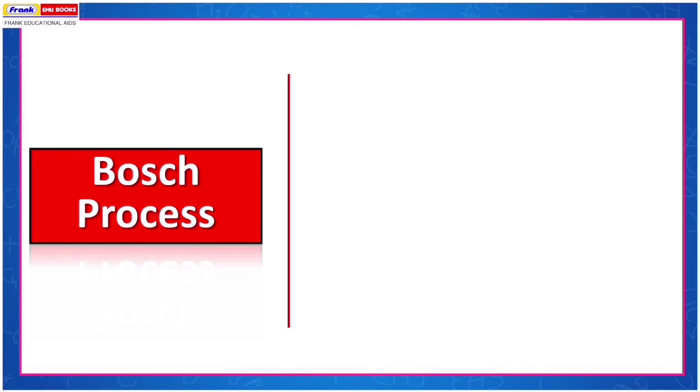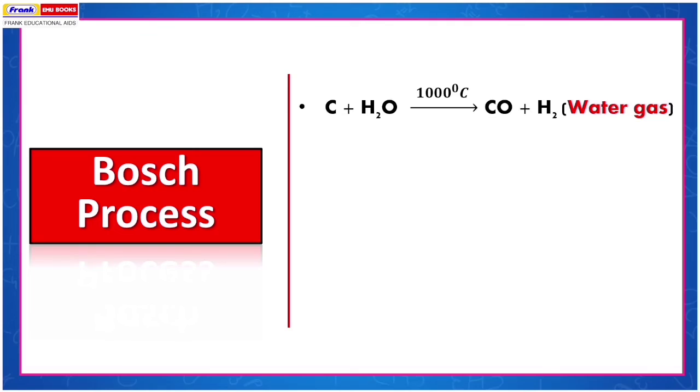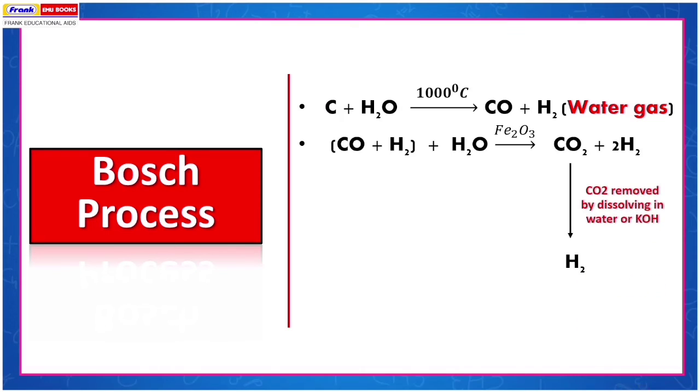The whole reaction of the Bosch process is as follows. C plus H2O at 1000 degrees Celsius gives CO plus H2, water gas. This water gas combines with water in the presence of catalyst Fe2O3 to give carbon dioxide plus 2H2. Carbon dioxide here is removed by dissolving in water or KOH. Thus we get pure H2.